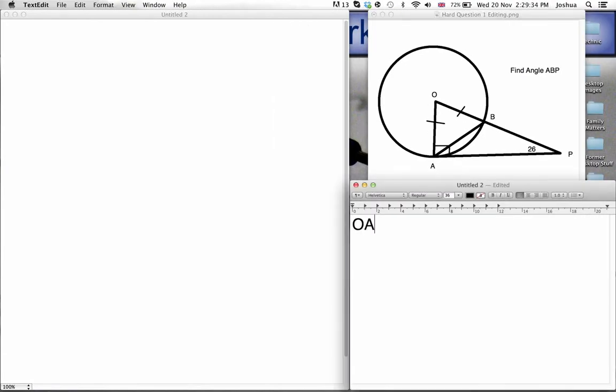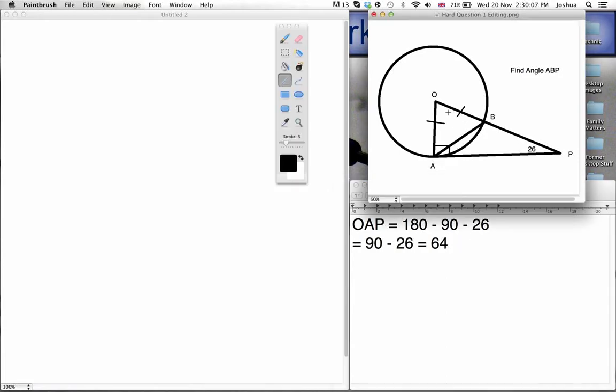So OAP is going to be equal to 180 minus 90 minus 26, which we can cancel down to 90 minus 26, which is equal to 64. And guys, if you don't know how I did that without using a calculator, just do 9 minus 2, 7. You know this bit's more than that, so it's actually 9 minus 3, so it's going to be 6. Then that will give us 4, 64. That is what OAB is. That's 64.